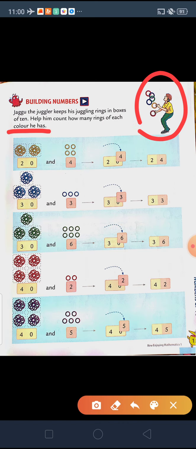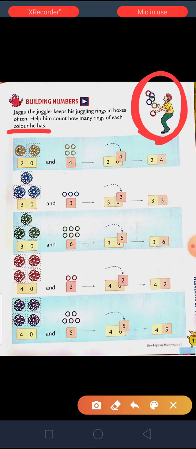So this person is Jaggu. He is a juggler. A juggler is one who plays with rings, as you have seen when you go to watch a magic show. In the same way this Jaggu is a juggler, playing with rings of different colors. So we have to separate the rings according to their color.